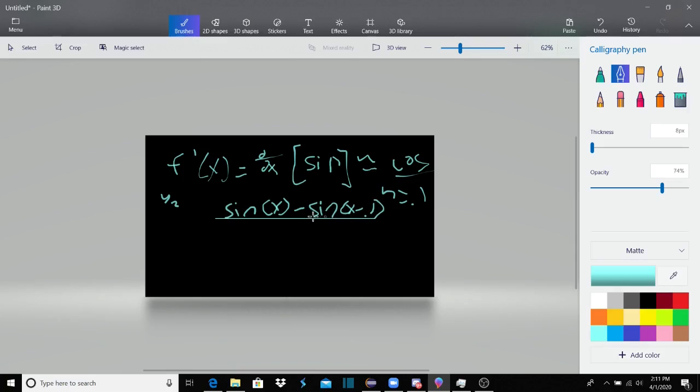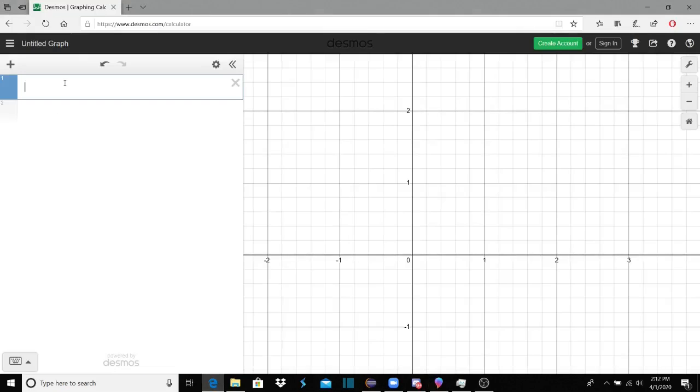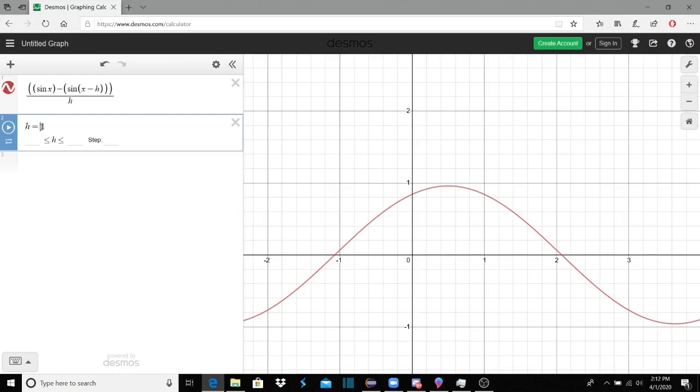I don't know if you could see that. I apologize, but you get the idea. Over h, and this will be approximately equal to the cosine. So now I'm going to plug this into Desmos, as I've done before. Let's put the sine of x minus the sine of x minus h. We don't even have that set up yet. And we'll make it 0.1.